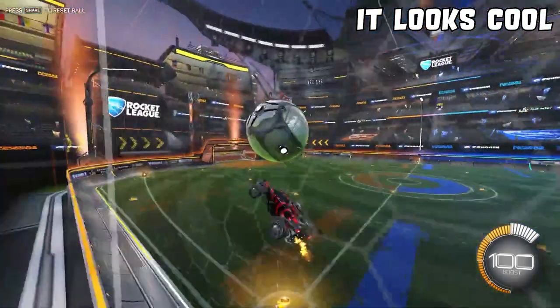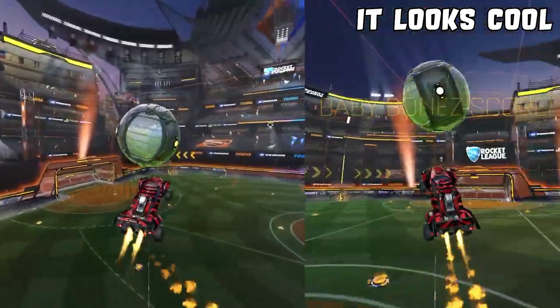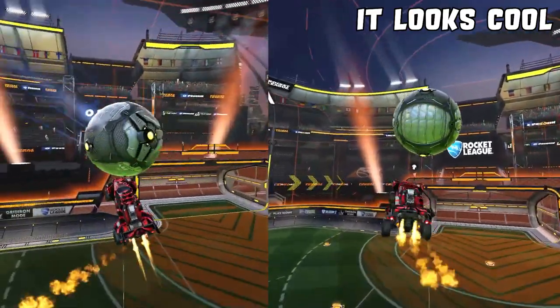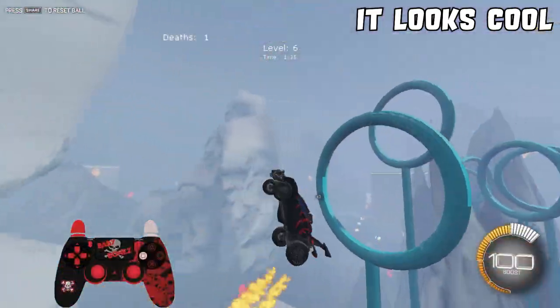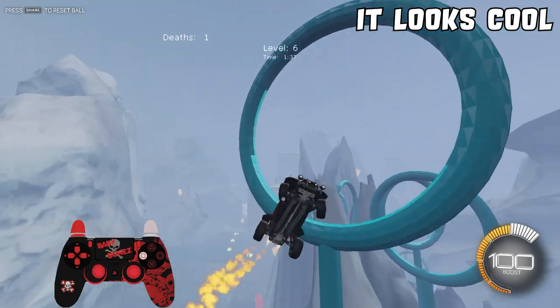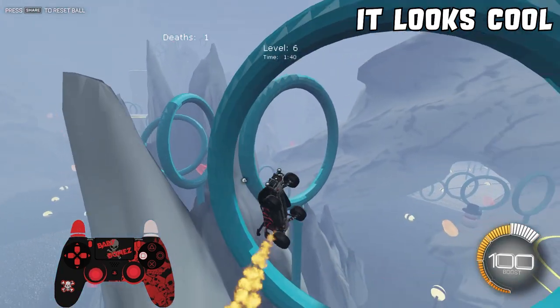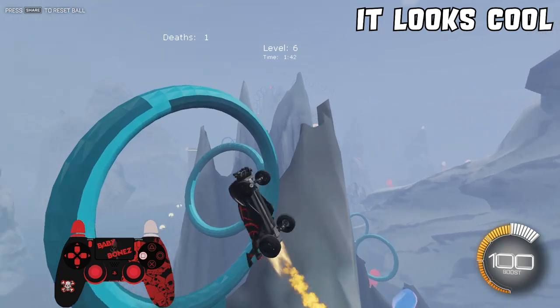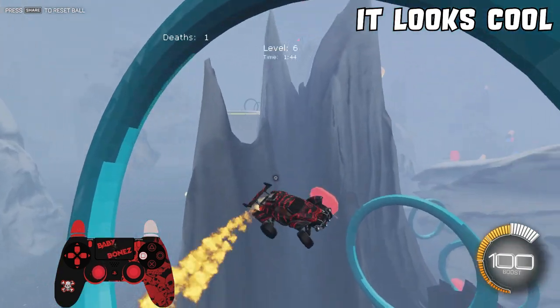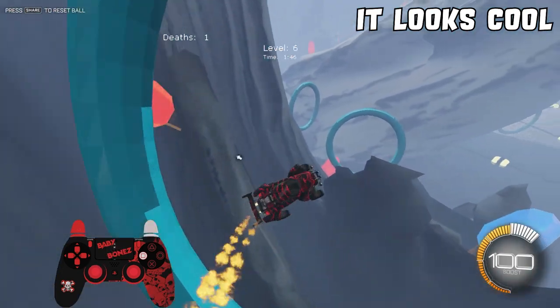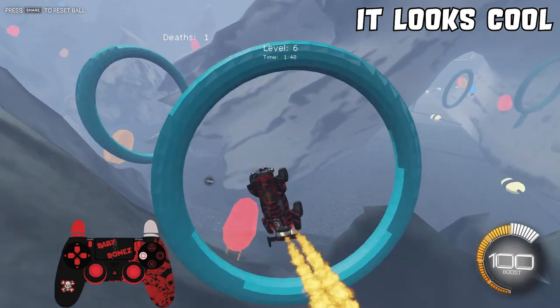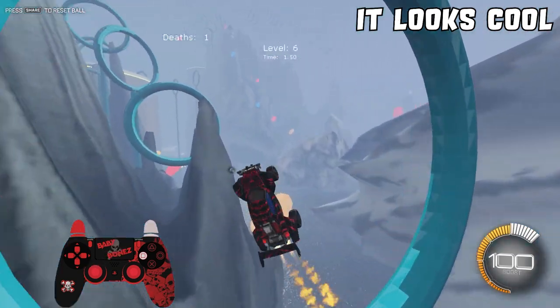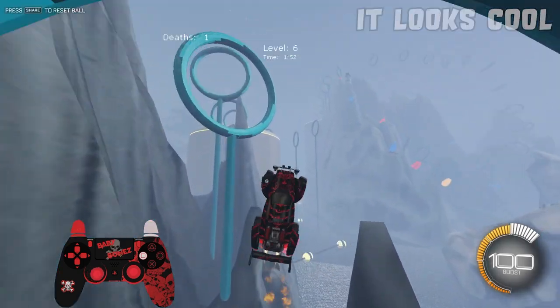Like, you can't look at a normal air dribble and then look at a spinning air dribble and tell me the normal one was cooler. And ultimately, Rocket League is a game, and if you're anything like me, you want to do what is cool and fun in games. So it is very difficult to learn, and it really only gives you that slight advantage, but a big reason for learning it for me was that it looks really sick.